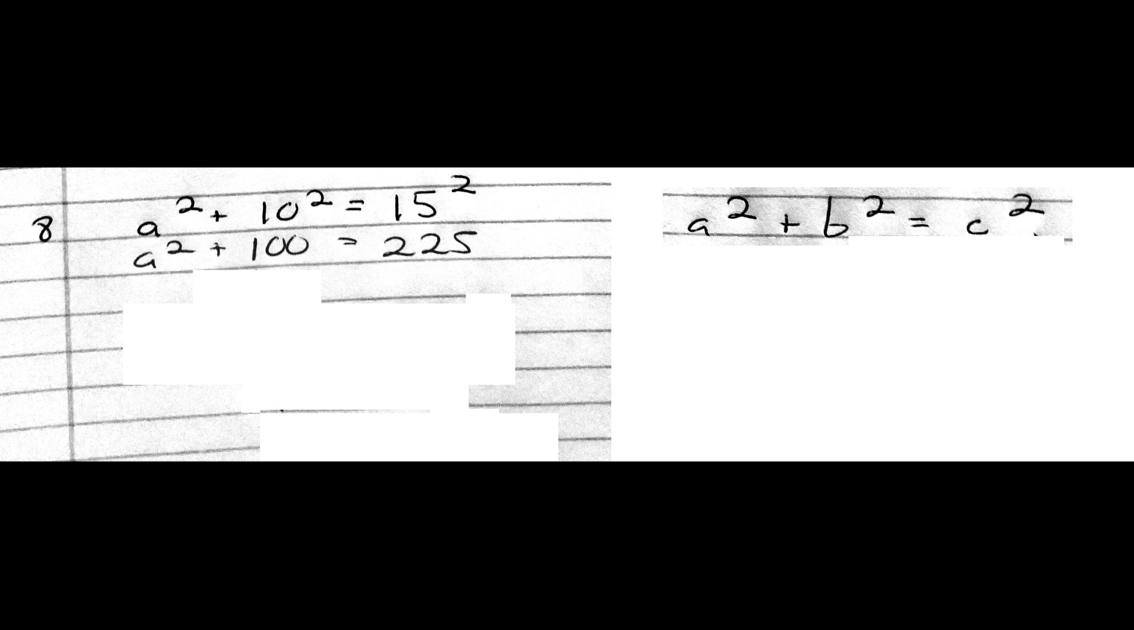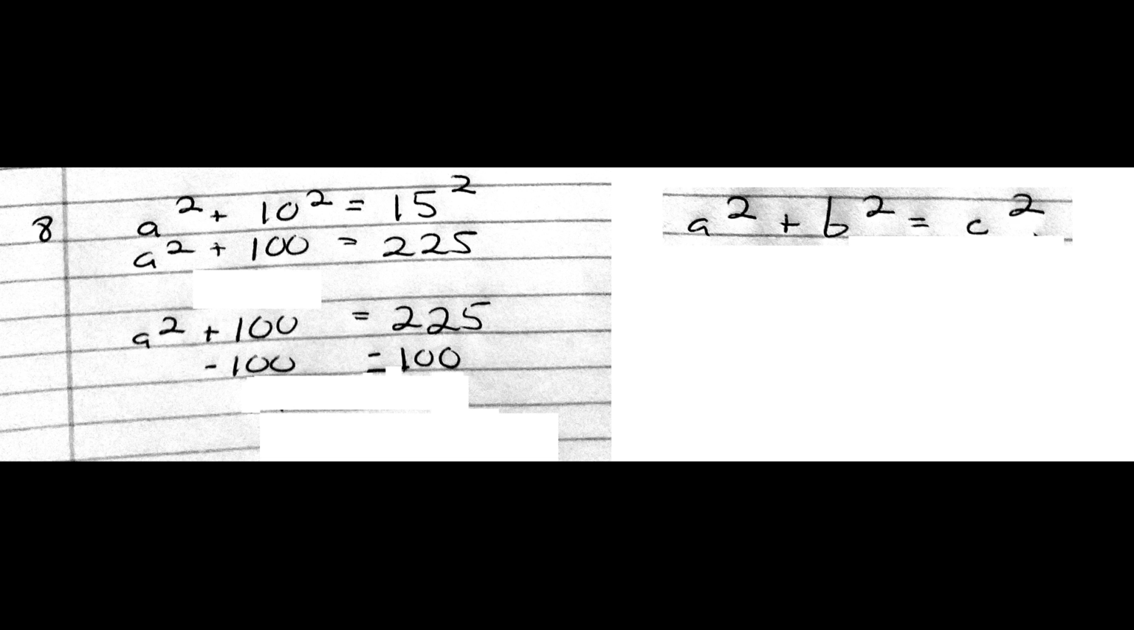Now, in number 8, we're looking for something a little bit different. We have our hypotenuse and we have one of our legs, and leg A is what we're looking for. So we have to do one extra step, and it's not painful or anything. A squared plus 100 equals 225. So how do we get A by itself? We subtract. So we go subtract 100 from each side.